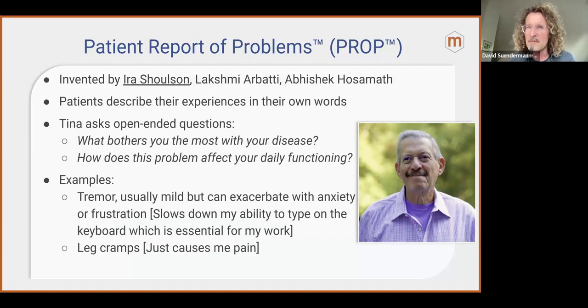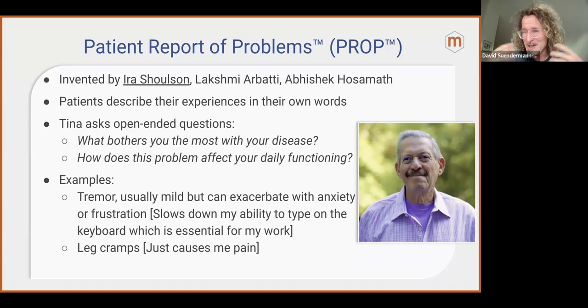And through founding organizations such as the Parkinson Study Group, Huntington Study Group, as well as the Gray Matter Technologies Corporation that Modality acquired 2 years ago, we were able to participate in the fundamental movements he has established. Ira, as well as Lakshmi Abati, our Chief Operating Officer, and Abhishek Hosamath, who is a data scientist at Modality, they are the inventors of the patient-reported problems.